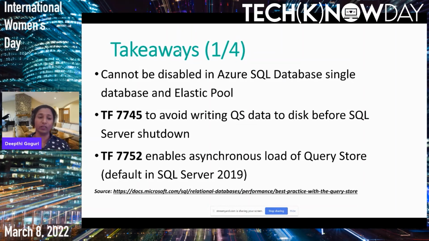And there is also one more trace flag, 7752, which enables the asynchronous load of Query Store. It is enabled by default on SQL Server 2019, so you can easily go ahead and enable it if you have versions below 2019. So what does this trace flag actually do?